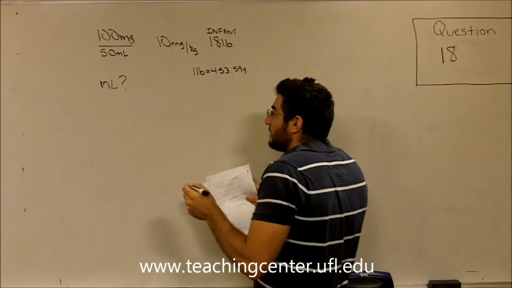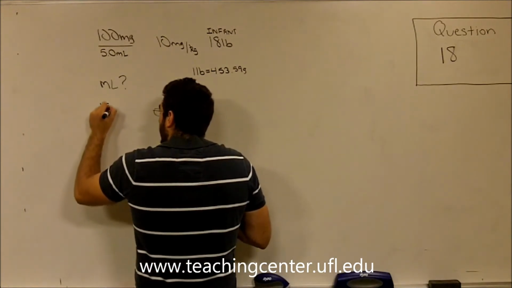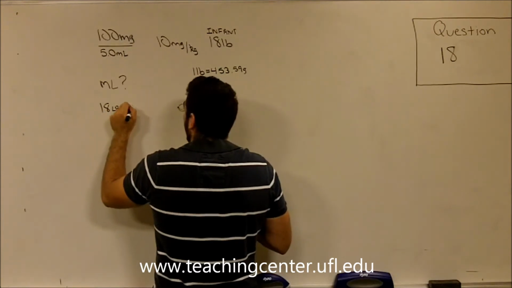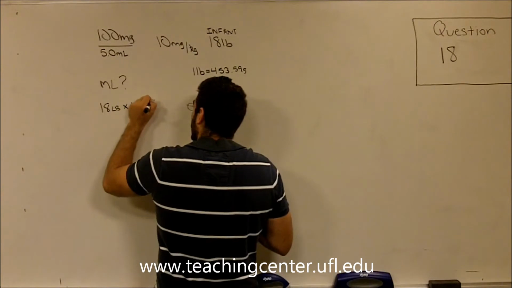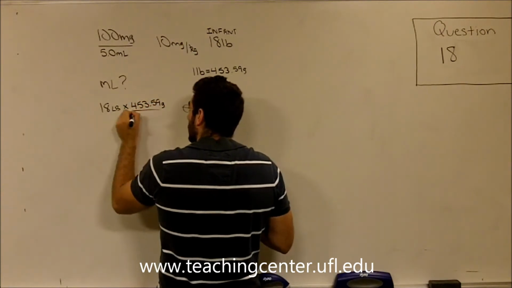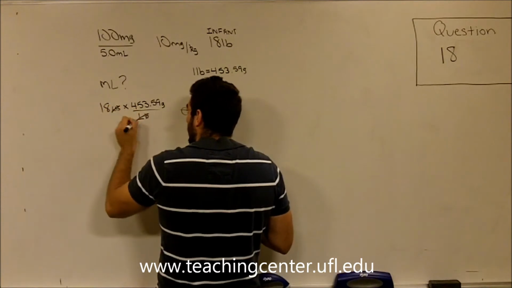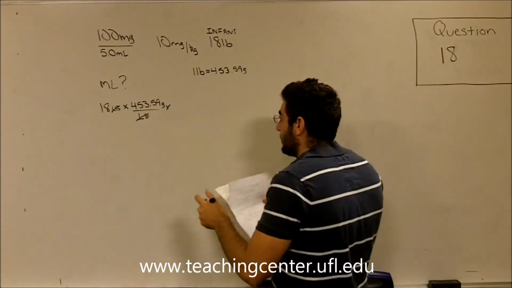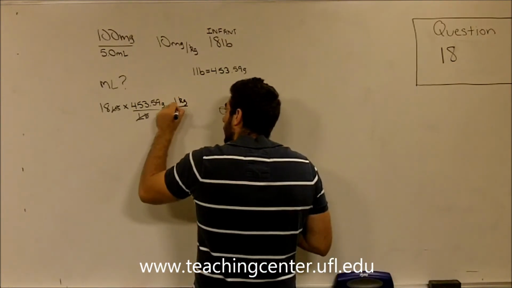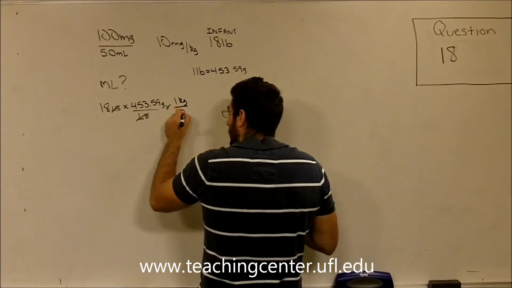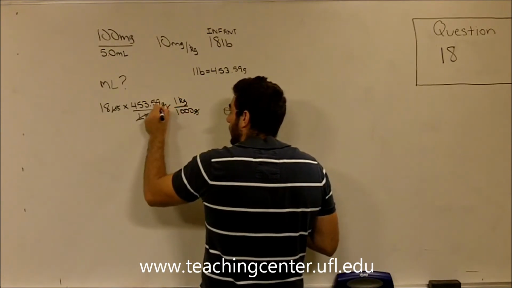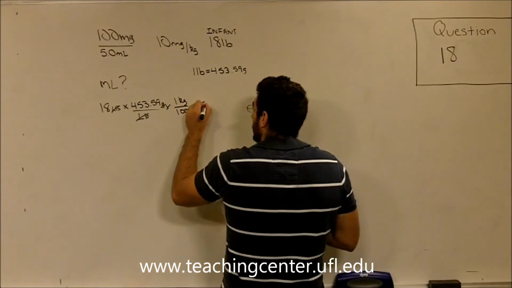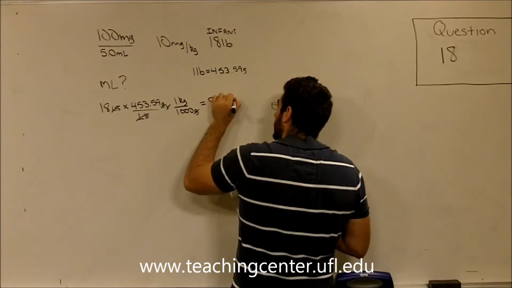So the first thing I want to do is convert our 18 pounds into grams. So we have the infant weighing 18 pounds, multiplied by 453.59 grams per pound. Let's cross the pounds out. Then we want to get in terms of kilograms, not just grams, so we know there's 1 kilogram for every 1,000 grams. Grams cross out, and we're left with 8.1702 kilograms. So that's how much the baby actually weighs.